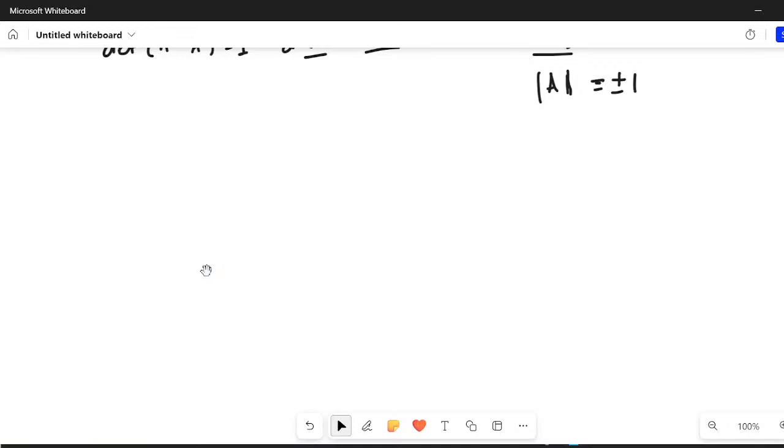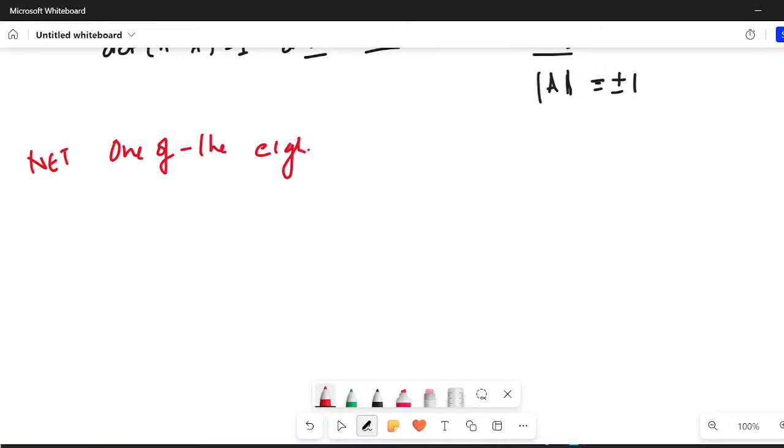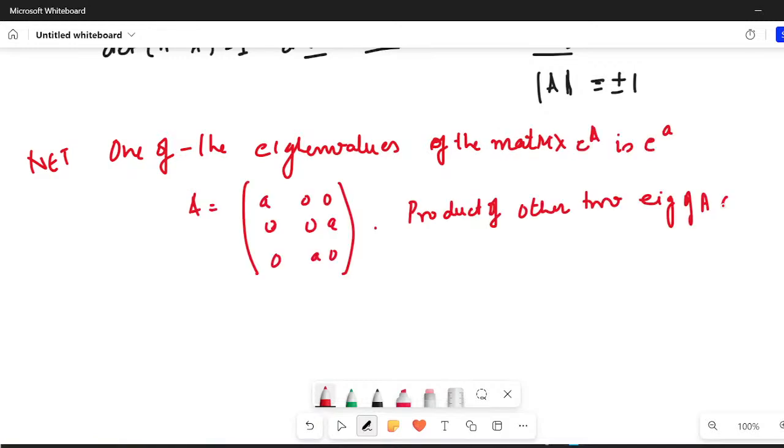Okay, now let us do a few more questions and see. So the question was quite easy. Again, it was given in the NET exam only. So let us take another question from the NET exam. The question says that one of the eigenvalues of the matrix R. This was asked in the NET exam.